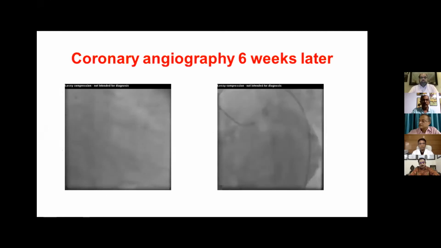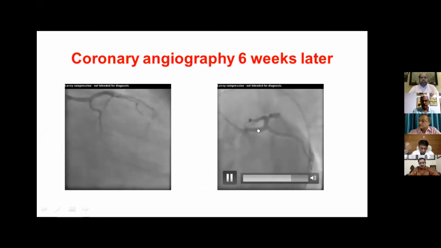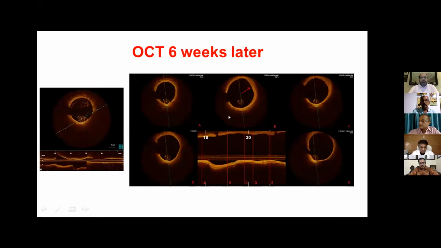And we did an angiogram after 6 weeks. It looks much better now. The thrombus has cleared out. And if you look at this OCT, you can see beautiful clearance of the thrombus. You can see a very minimal amount of thrombus at the top.